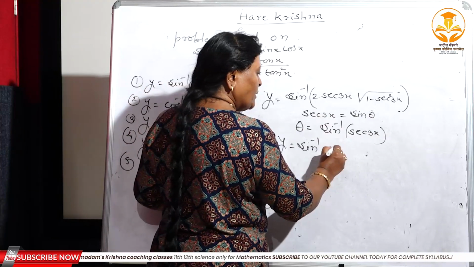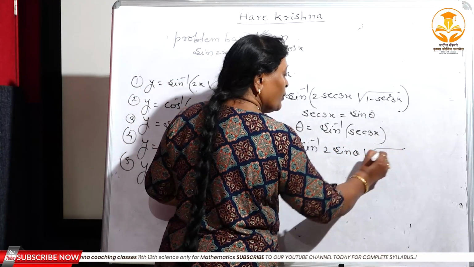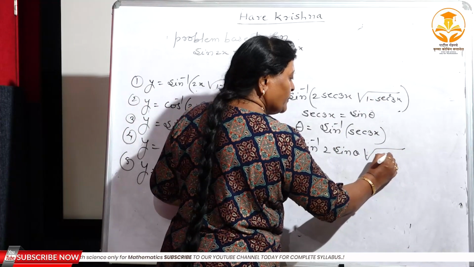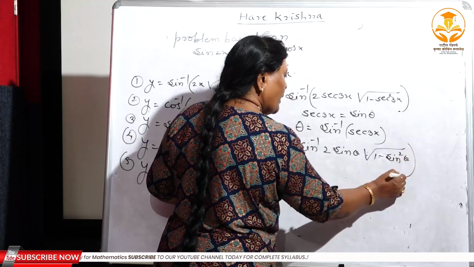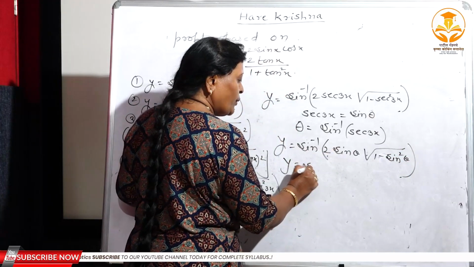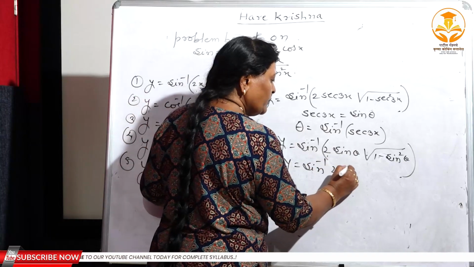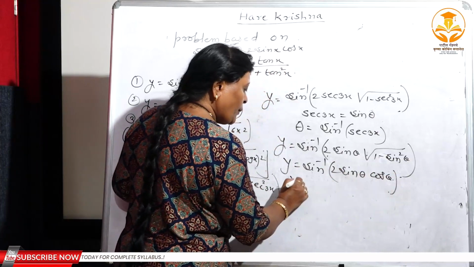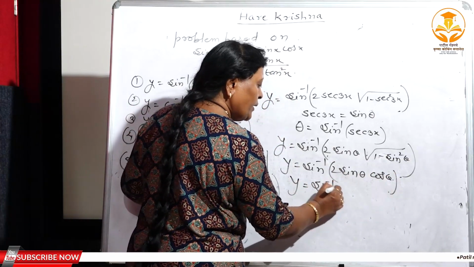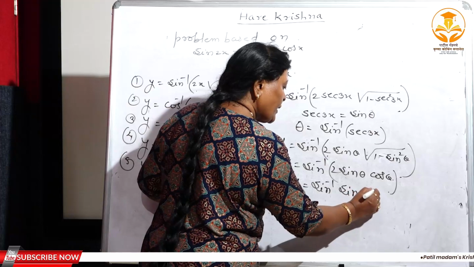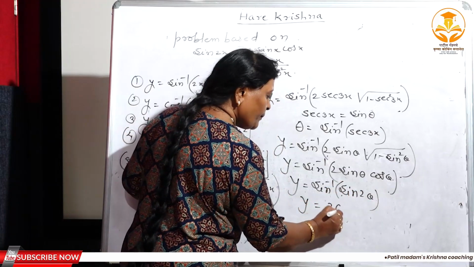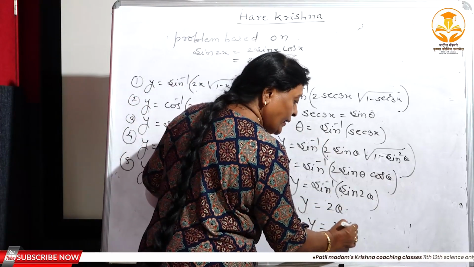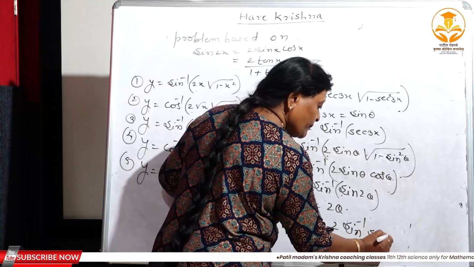This is 2 sine theta, and again root of 1 minus sine square theta, that is cos square theta, and root of cos square theta is equal to cos theta. So 2 sine theta cos theta. Again this is the formula of sine 2 theta. Sine inverse and sine get cancelled. What remains? 2 theta, where theta is equal to sine inverse of sec 3x.